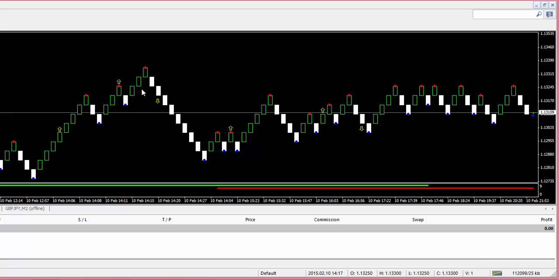The problem with these lagging indicators is they have no way of telling you what's going to happen in the future. So we focus mainly on support and resistance and trend lines, and we find that this is very effective when you combine with Renko charts.